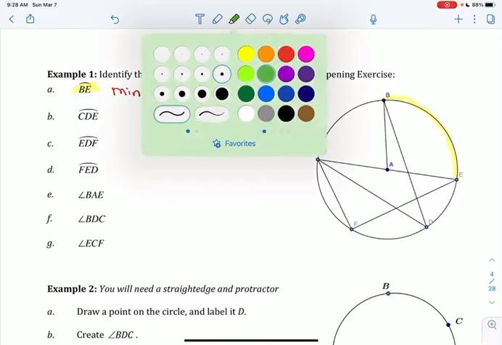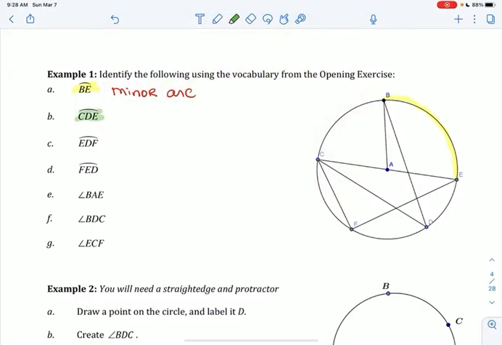Arc CDE. I'll do that in green. CDE. So I start at C. I have to go to D next and then E. All right, so CDE. Oh, look, that's exactly half a circle, so I would call that a semicircle.